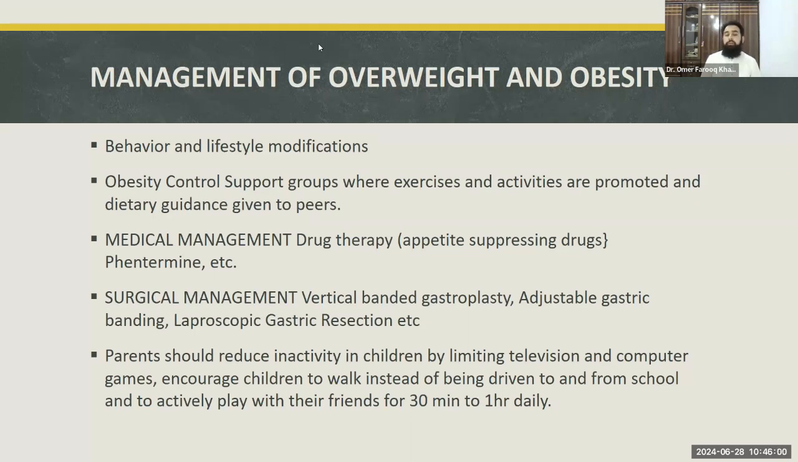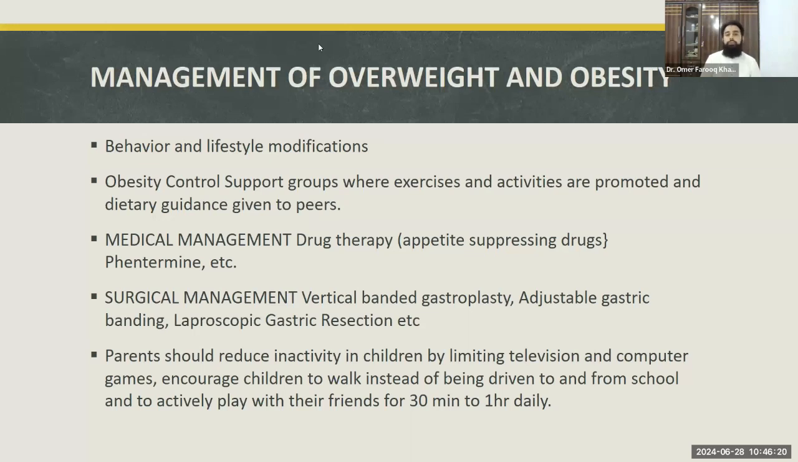Then there is surgical management as well. There are many parts of the world where surgical management for extremely obese people, obese class 3 or obese class 2 people, is being done. Ventricle banded gastroplasty, adjustable gastric banding, or laparoscopic bariatric surgery involving gastric resection surgeries.